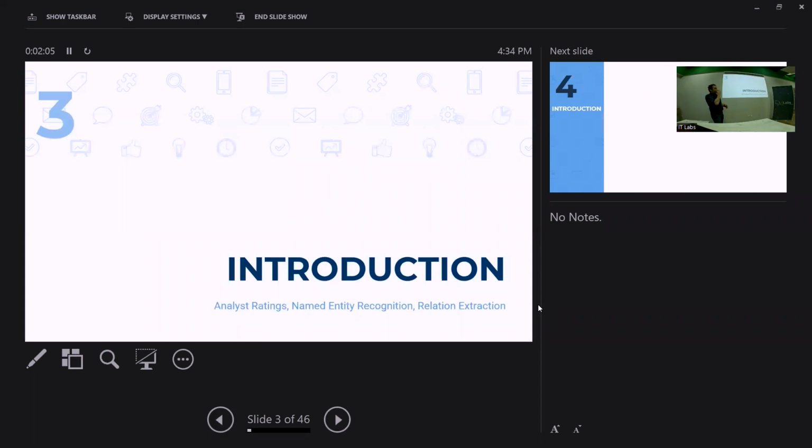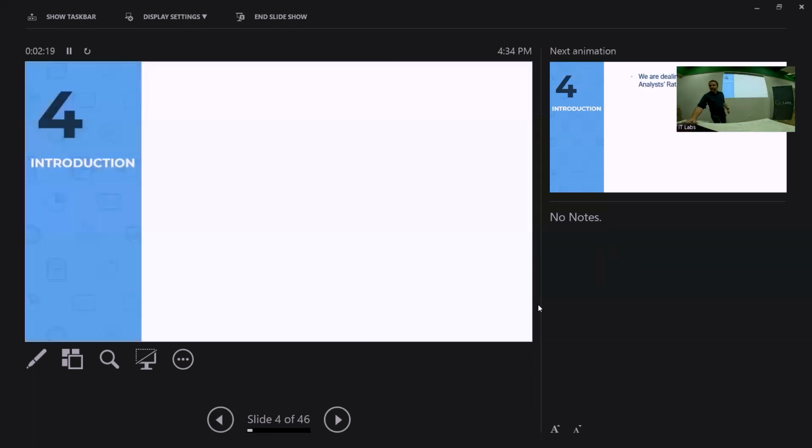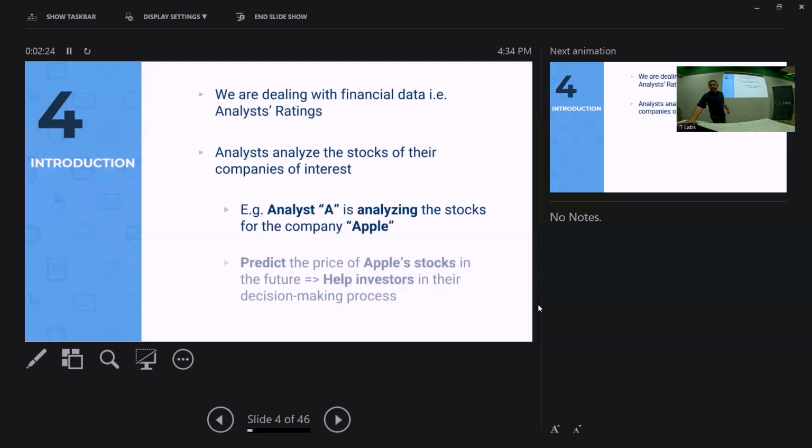So these are the keywords. So analyst ratings, named entity recognition, relation extraction. The people from data science, if they can see this, they know what I will speak about. Just this is more connected to finance world. So it's a mixture between finance world and machine learning. So NLP actually.